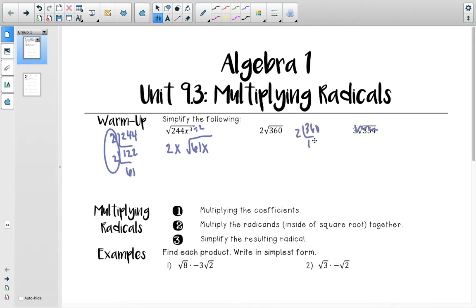360, you can divide that by 2 and you get 180. Divide that by 2 and you get 90. Divide that by 2 you get 45. And then since we can't divide that by 2, we have to pick something else, so we're going to pick 5. 45 divided by 5 is 9, and then 3 and 3.